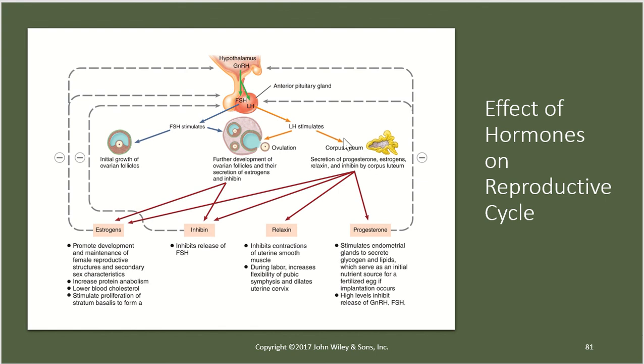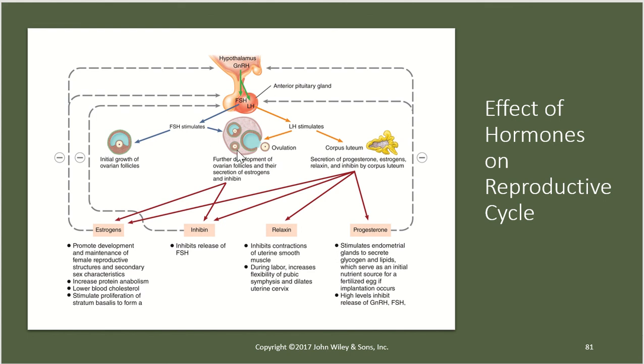And luteinizing hormone is also going to stimulate the formation of the corpus luteum. This is going to result in the secretion of progesterone as well as estrogen, relaxin, and inhibin, all by the corpus luteum.